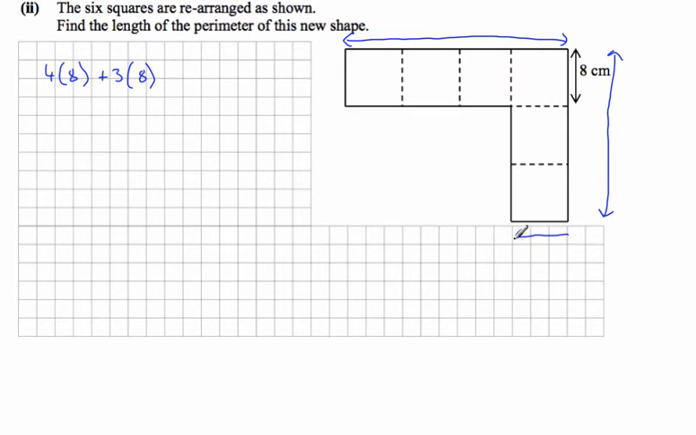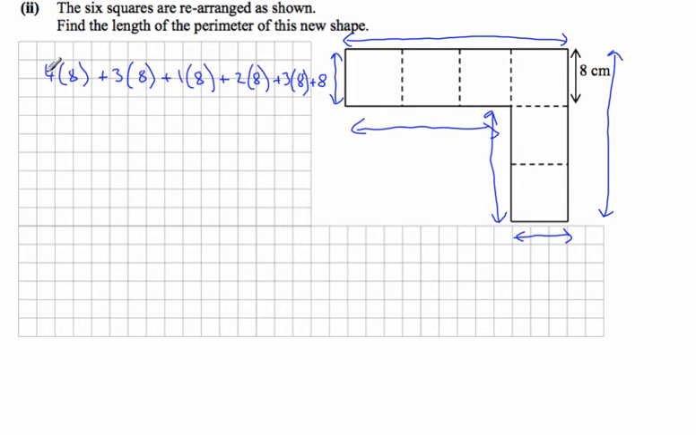Across the bottom here, you've got 1 8. We go up this little bit here. That's another 2 8s. Across here then, that's 3 8s. And then finally, back up to where we started, it's another 8. So plus 8 or plus 1 8.